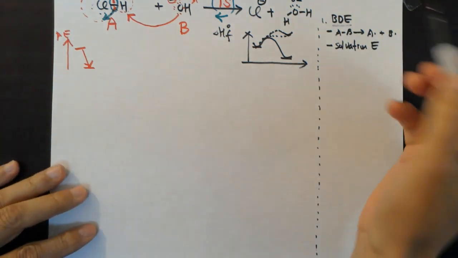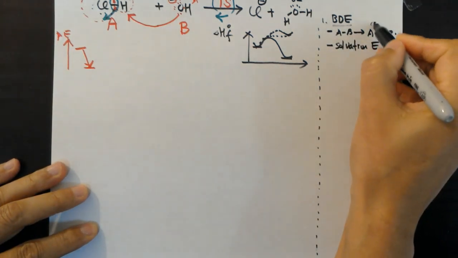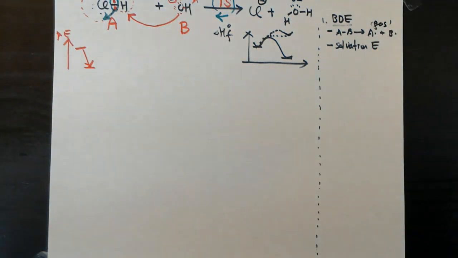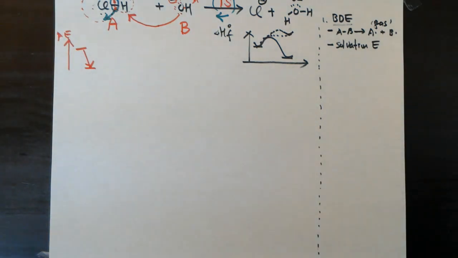And also, the bond dissociation energy given in the table is mostly for gas. But the majority of organic reactions take place in solution. So that is another factor for mistakes.